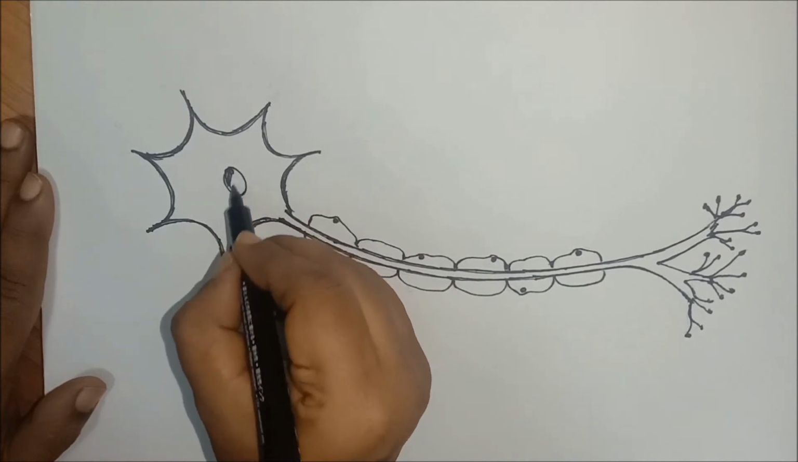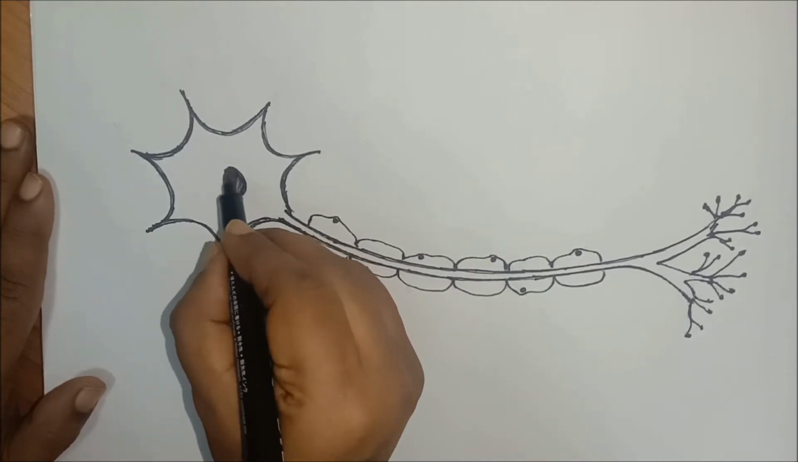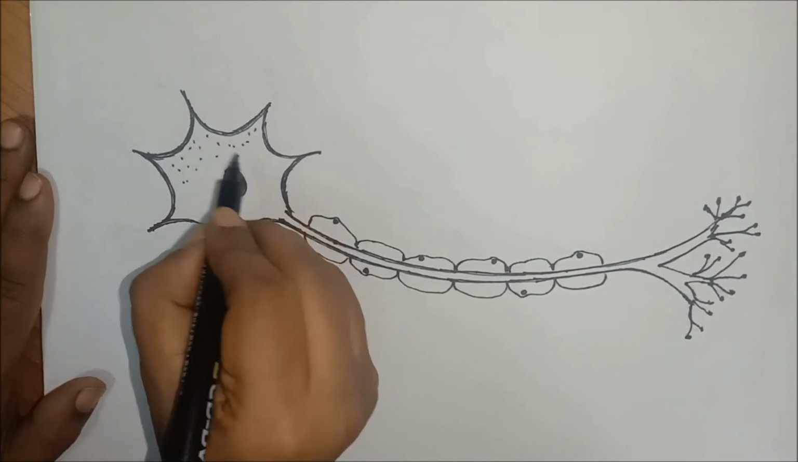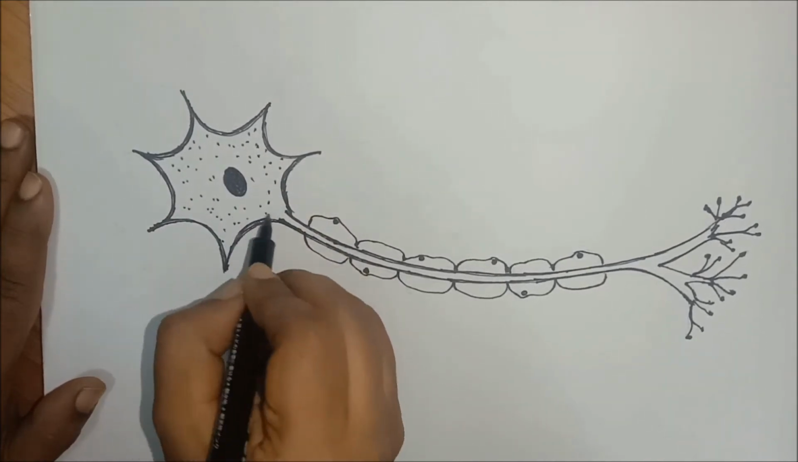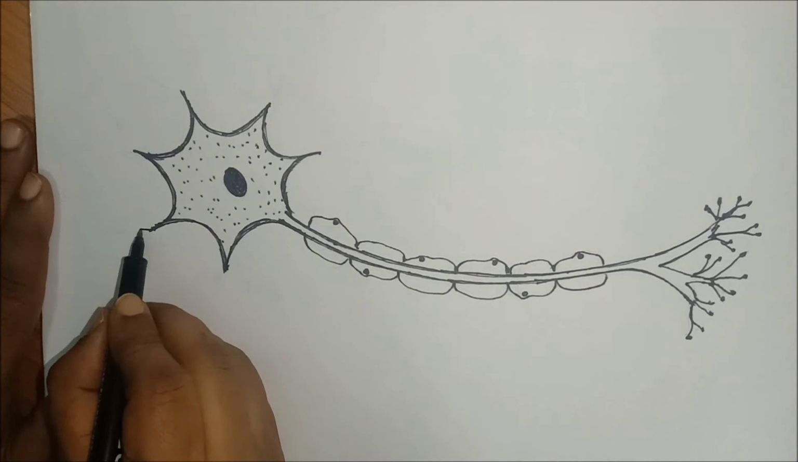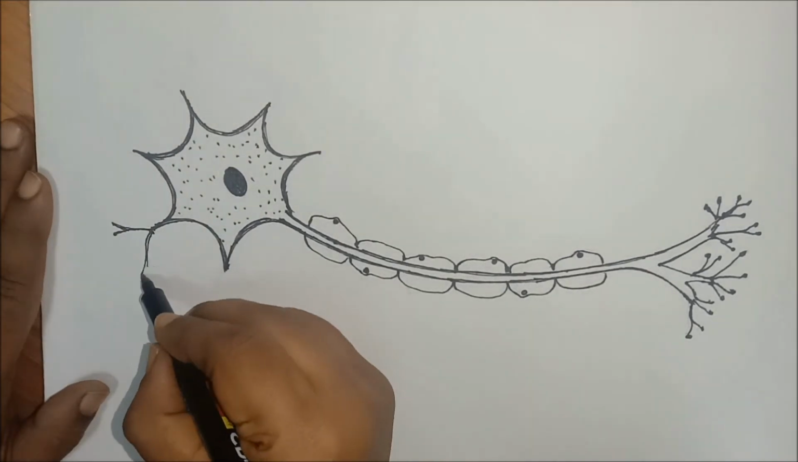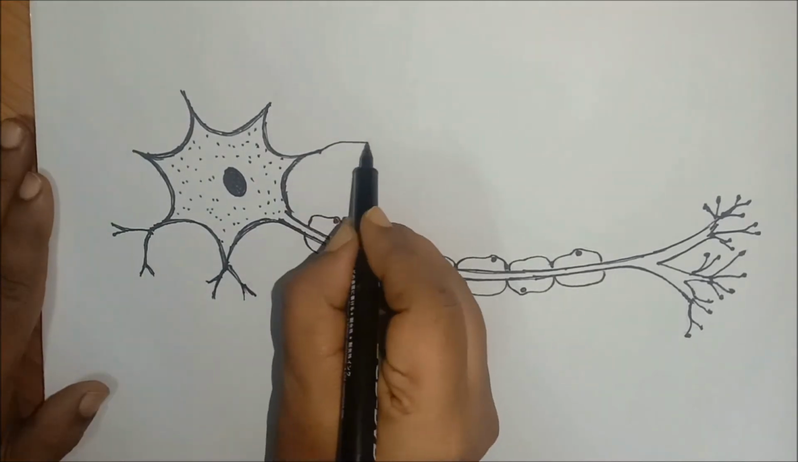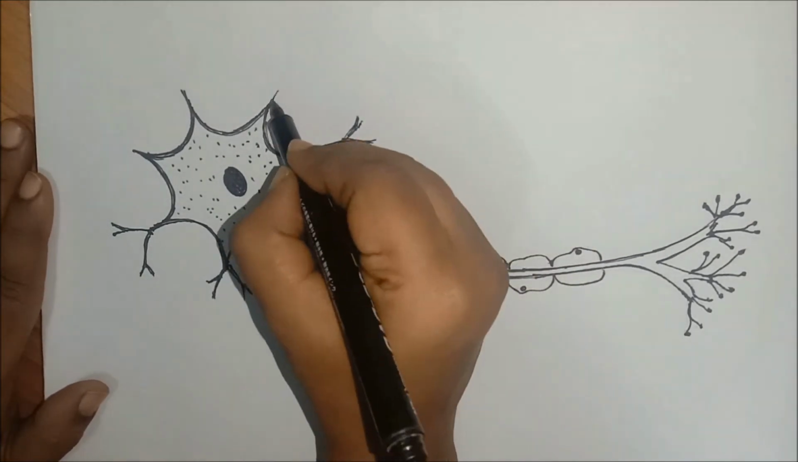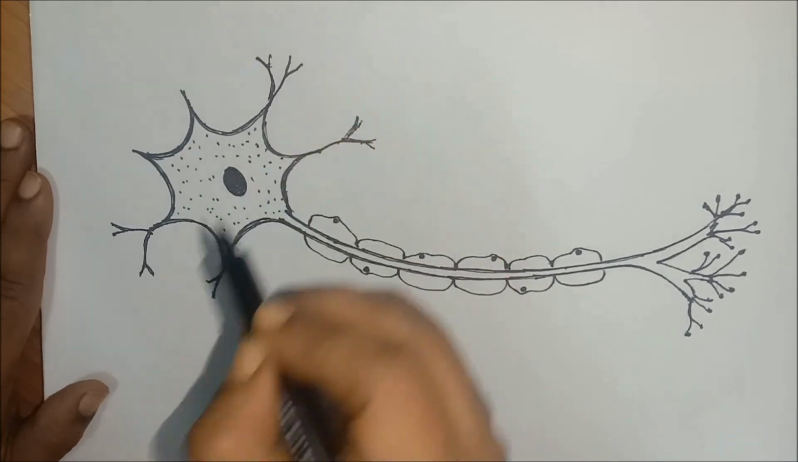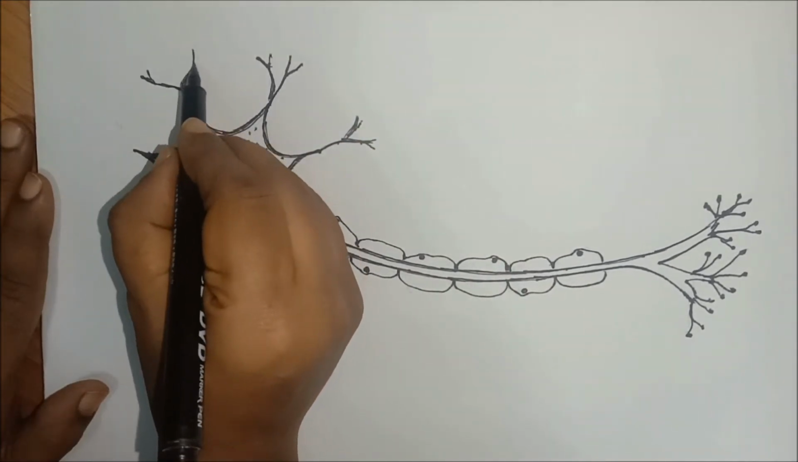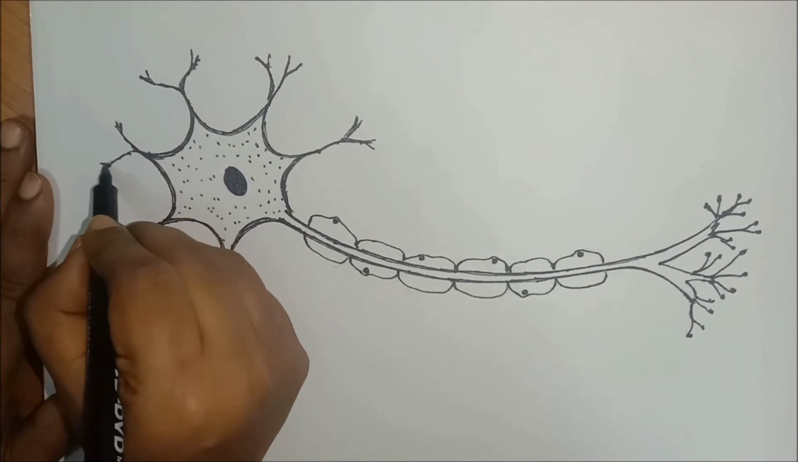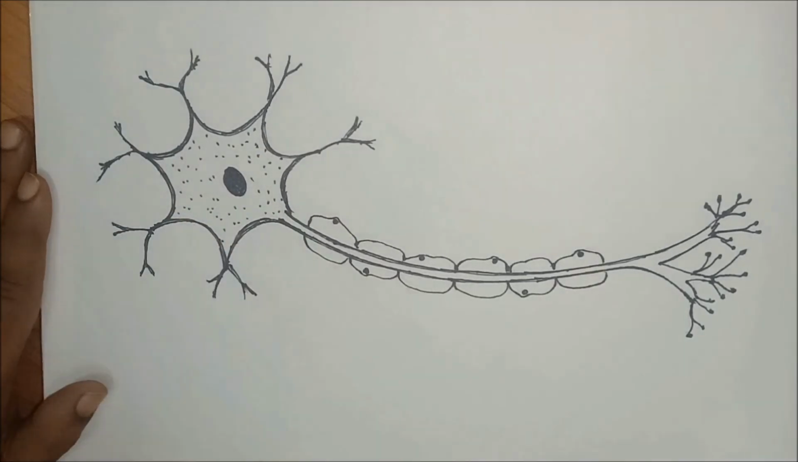We now draw a small round for the nucleus and give it a darker shade. Surrounding the nucleus, put dots. That is for the cytoplasm. Now, from the dendrons, that is the tip of the U's, we draw 2 Y-like structures for the dendrites. Your diagram is complete. Isn't it easy? Try it out. When you do it yourself, you will be confident.